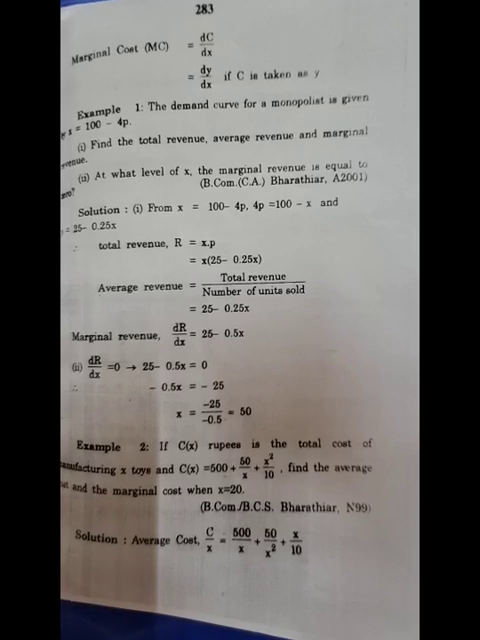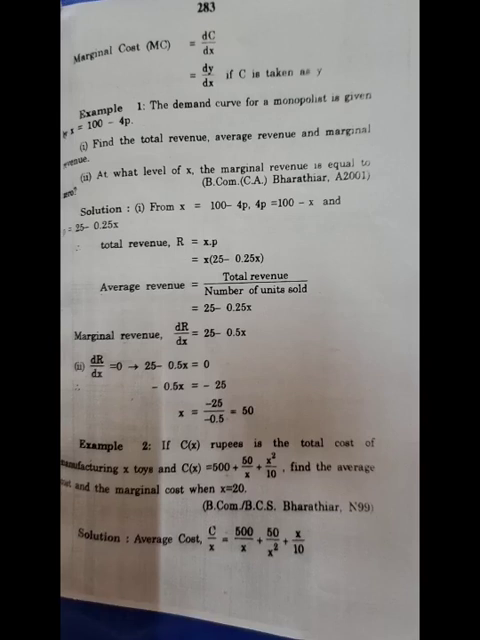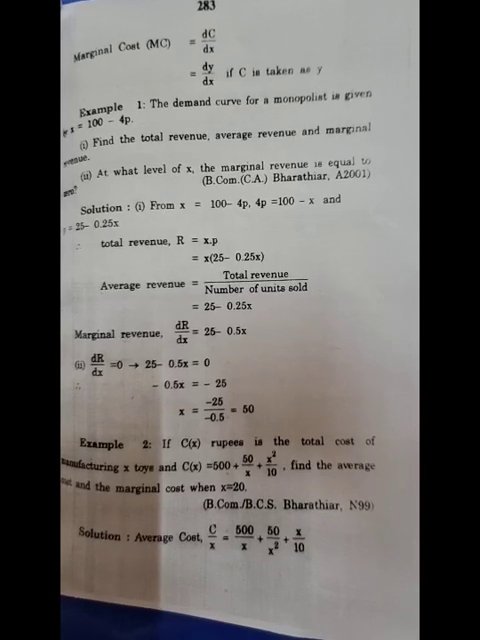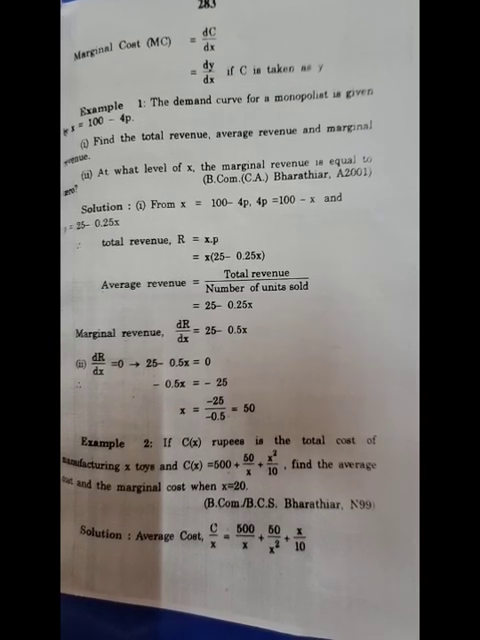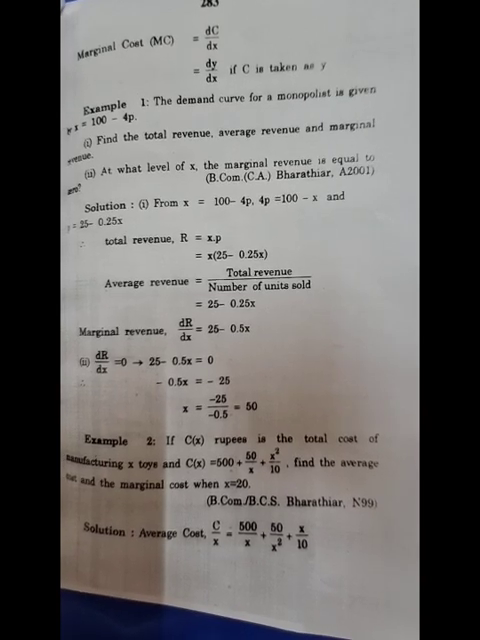Example number 2. If C of X rupees is the total cost of manufacturing X toys and C of X is equal to 500 plus 50 by X plus X square by 10. Find the average cost and the marginal cost when X is equal to 20.